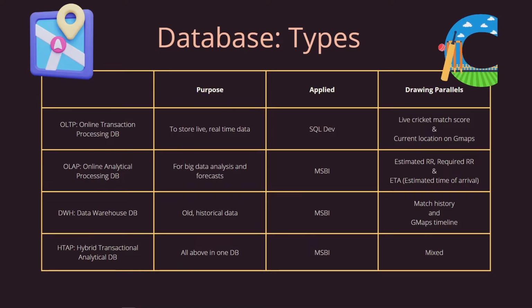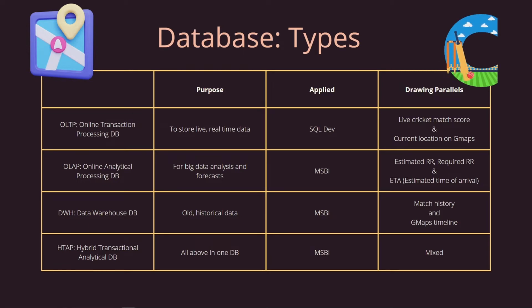Now, drawing parallels to a few of our real-world examples, in a cricket match, the live score that you see on the screen is stored in OLTP, and the current location that shows on your Google Maps is the data that's being fetched from OLTP. The second one is OLAP, that is Online Analytical Processing. It's essentially used for analysis of historical data and thereby projecting forecasts.